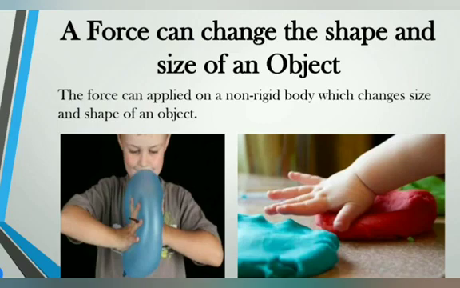Or you can take clay as an example. The size and shape of the clay also changes with the help of force. And a sponge also you can take. The size and shape of the sponge also changes by applying force on it. So by applying force on a non-rigid object, the size and shape of the non-rigid object changes.